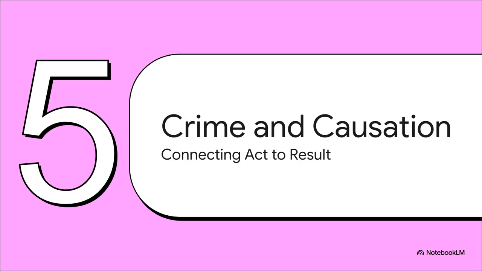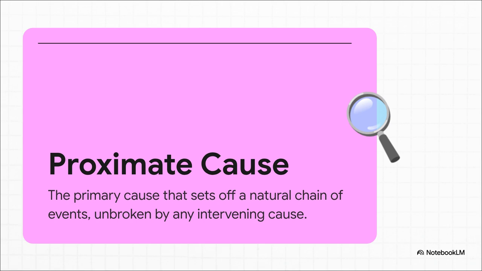This brings us to Section 5, crime and causation. See, it's not enough for the prosecution to just show there was an act, and then later there was a harmful result. They have to build a bridge between the two, a clear, unbroken line that connects the action directly to that final outcome. That bridge has a name, proximate cause. The easiest way to think about it is like the first domino that you push, setting off a whole chain reaction. For the crime to stick, the end result has to be a natural, foreseeable consequence of that first push.